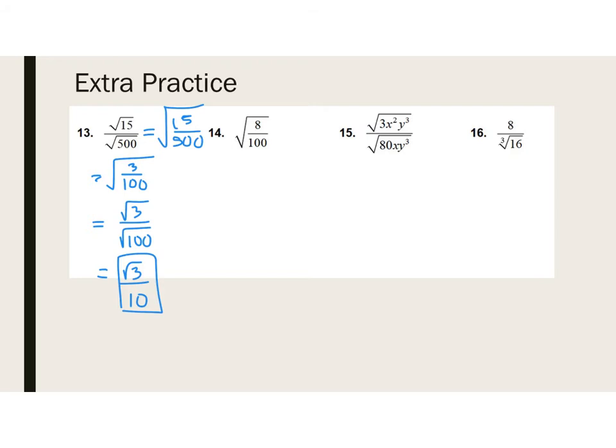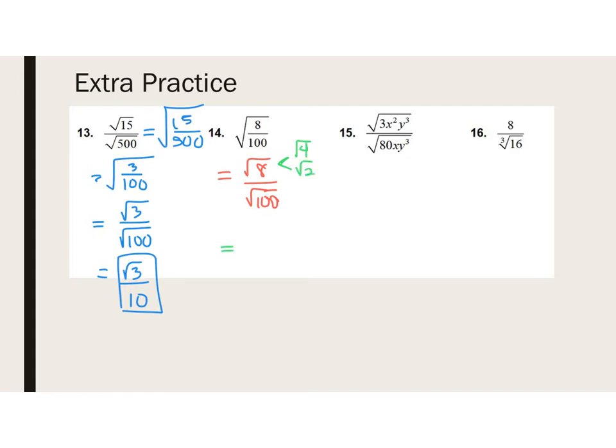Okay, so let's look at 14. So 14 is already one fraction. So when you have it as one fraction, usually the first thing you're going to do is split it apart. This one, the bottom, has a nice square root, but the top, can I simplify the top? What perfect squared number goes into 8? 4 does. So I have the square root of 4 and the square root of 2.